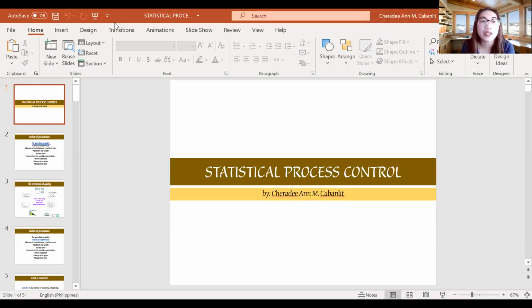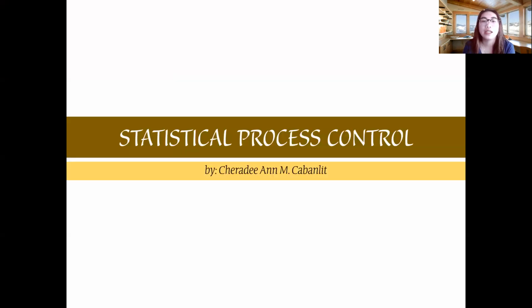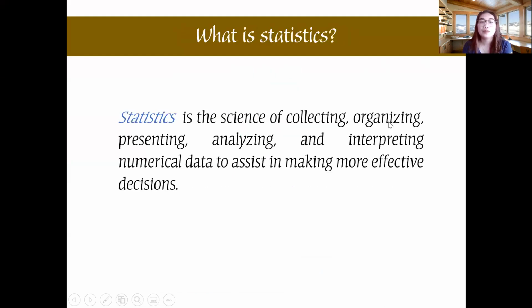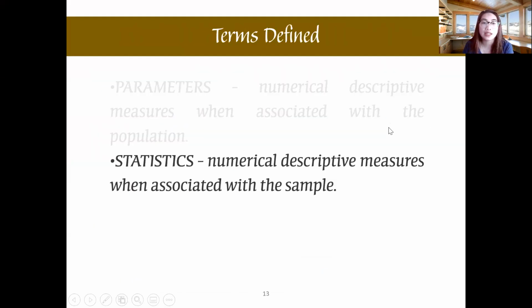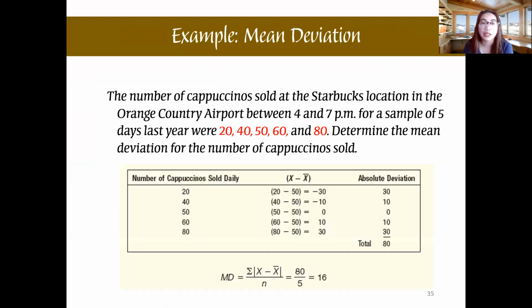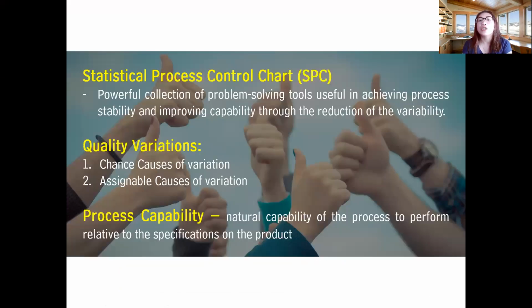Okay. So statistical process control chart, guys. Can you see my screen? Okay. So it's the 7th basic quality tool. As mentioned, we already discussed all of this except the last one, which is the control charts. So let's just skip all these parts. So statistical process control chart, guys, or SPC, is a powerful collection of problem-solving tools useful in achieving process stability. So in short, the goal of SPC, guys, is to check how stable the process is.